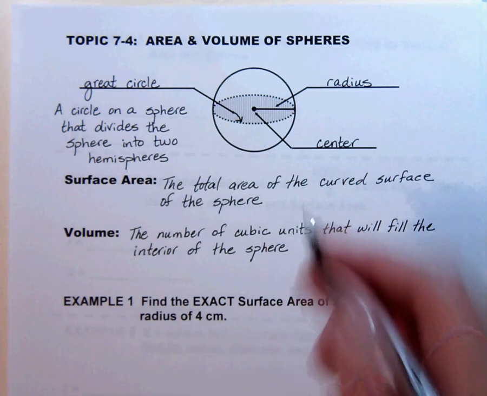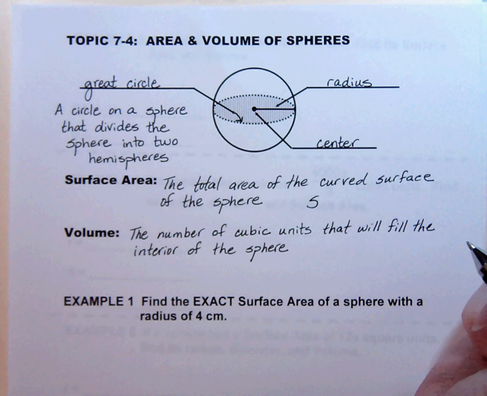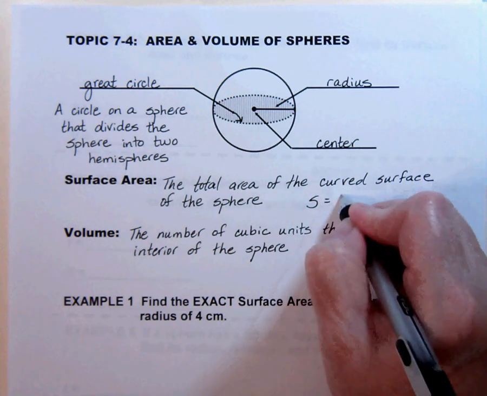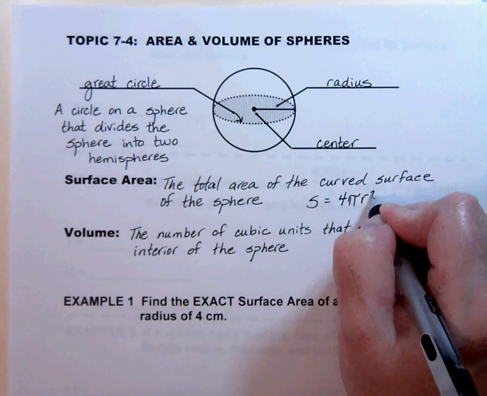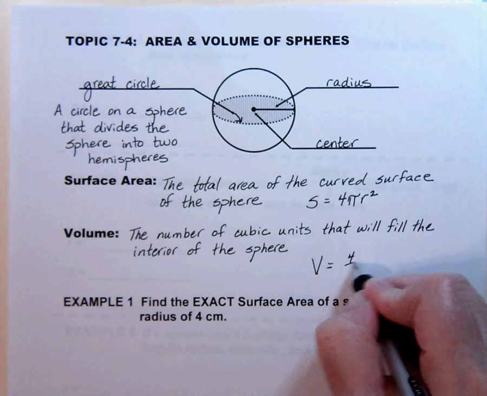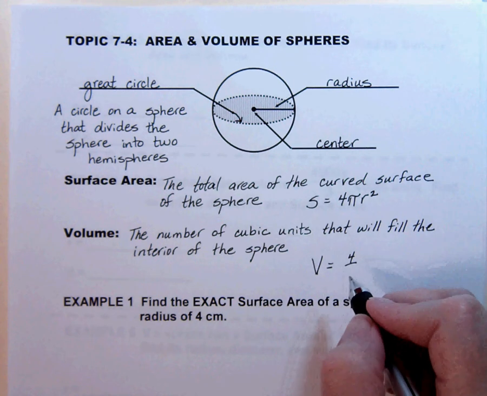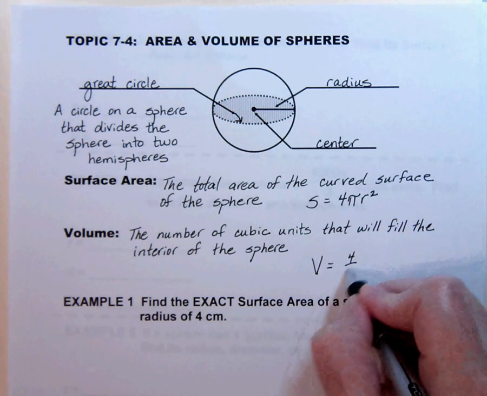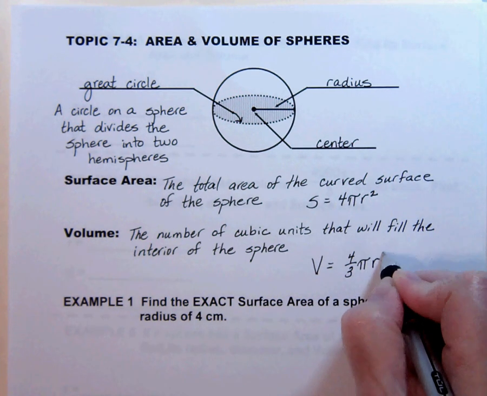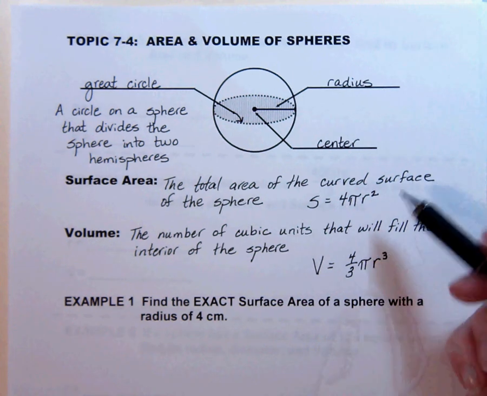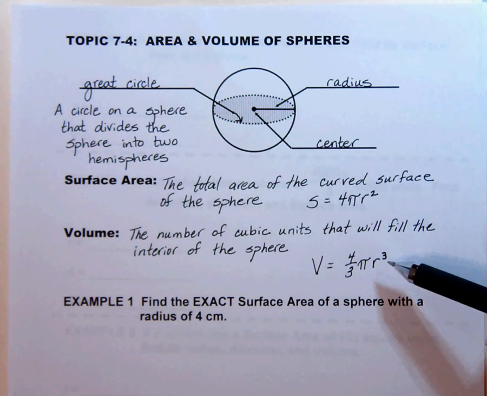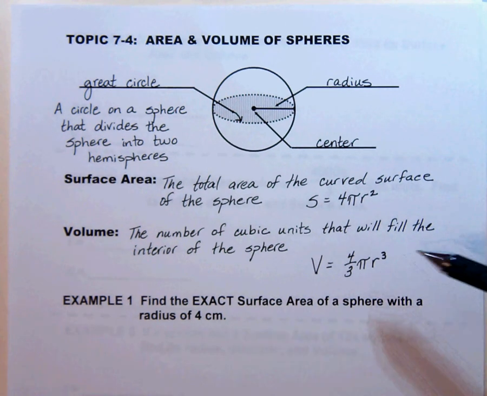Let's write the formulas. The surface area is the total area of the curved surface. That means like the outside of the sphere. And it's just 4 times pi times radius squared. If you're doing volume, let's see how they write it on the formula chart. Yeah, 4/3 pi times r, and make sure you write this really well, cubed. The area formula is the squared radius, and the volume is when you cube the radius. Make sure you don't forget that when you put it in your calculator.